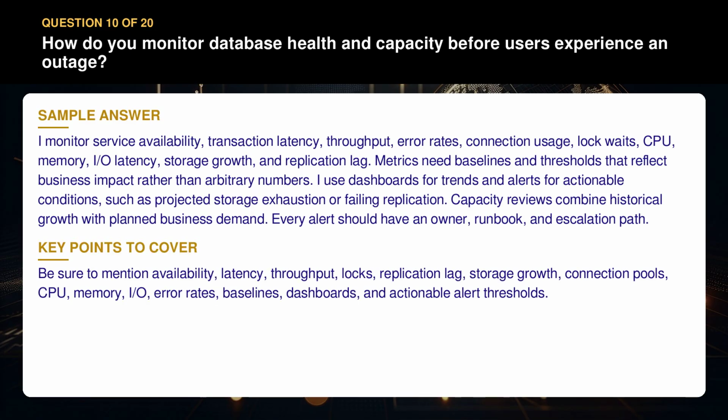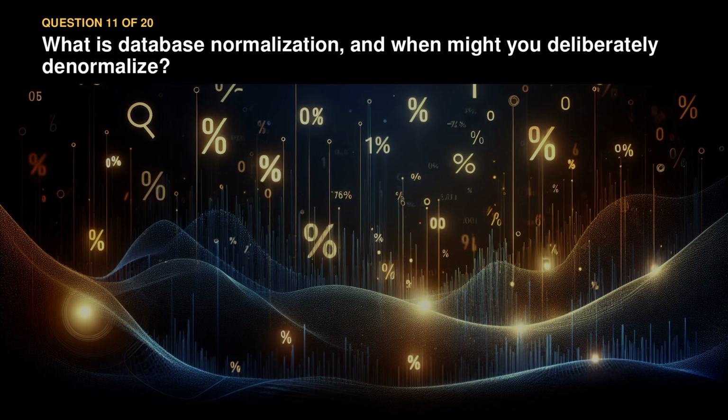Be sure to mention availability, latency, throughput, locks, replication lag, storage growth, connection pools, CPU, memory, I/O, error rates, baselines, dashboards, and actionable alert thresholds. Question 11. What is database normalization, and when might you deliberately denormalize?